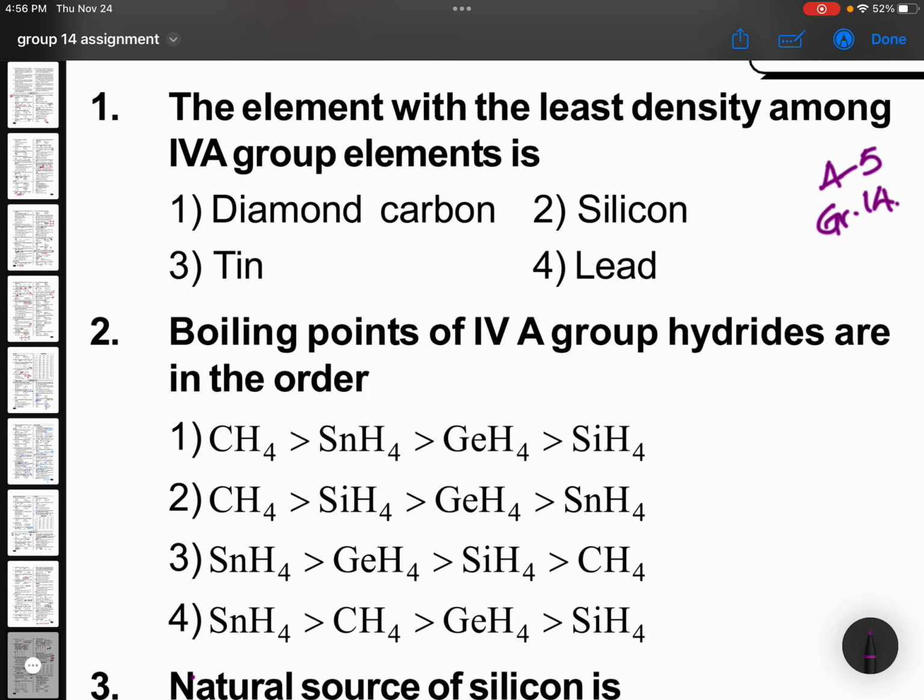The element with least density among the fourth A group elements is, okay, now carbon. You can remember diamond carbon is denser than silicon, but graphite carbon is less dense than silicon. So here graphite is not given, so silicon is your option.